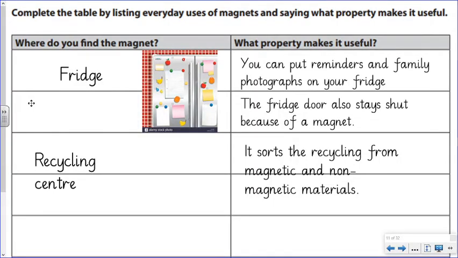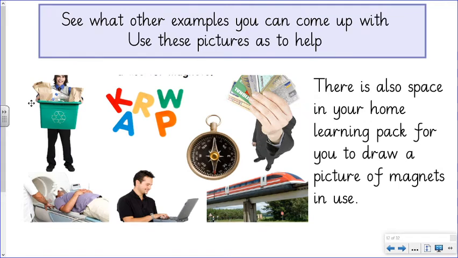See what other examples you can come up with and add them to your table. Now you can look around your house and see if you can find any magnets in use, and you can also use these pictures to help you as well. In your home learning pack there is also a space for you to draw a picture of some magnets in use.